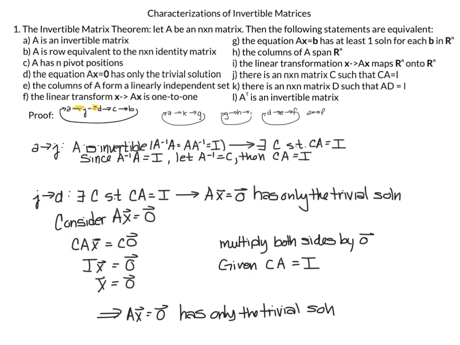We know that CA is given to us, that that's going to equal I. So we have IX on the left-hand side and C times 0 is just 0 on the right-hand side. IX is equal to X, so what we get is X is necessarily equal to 0, and AX equals 0 has only the trivial solution.